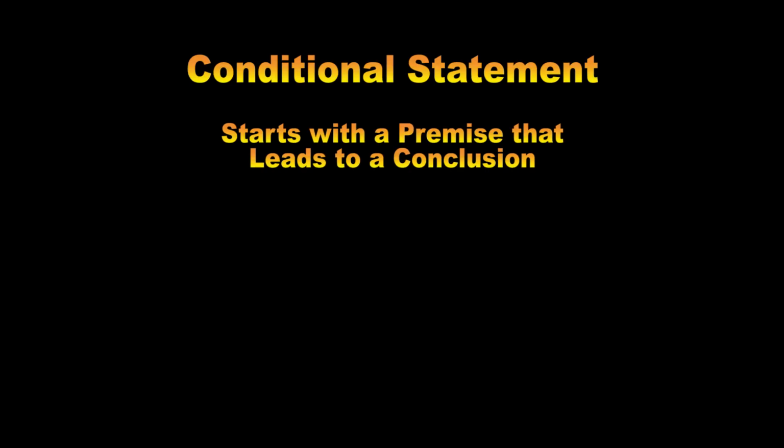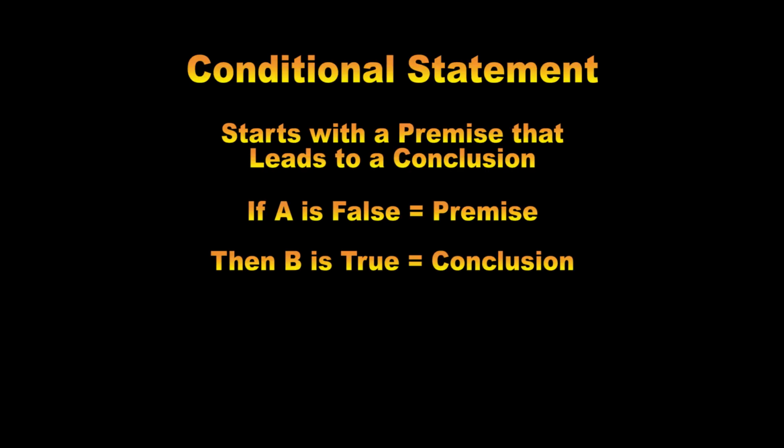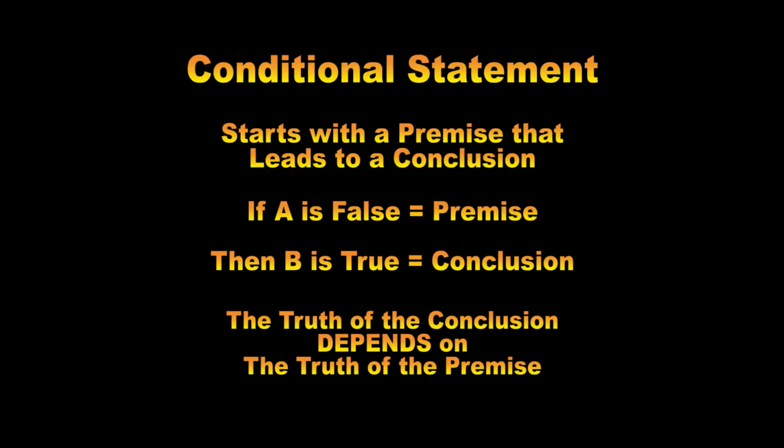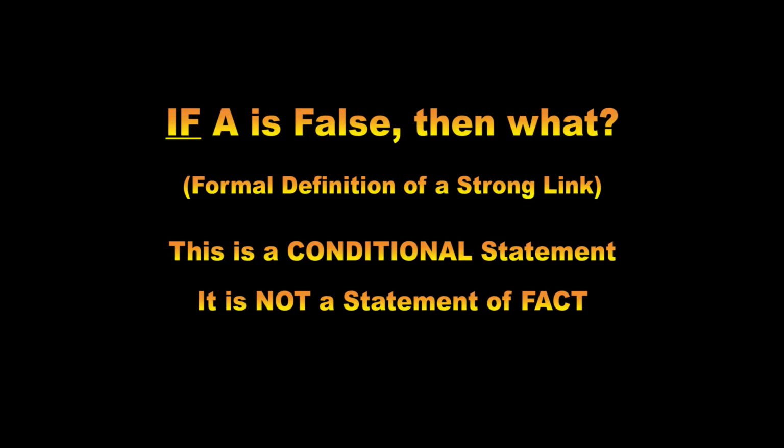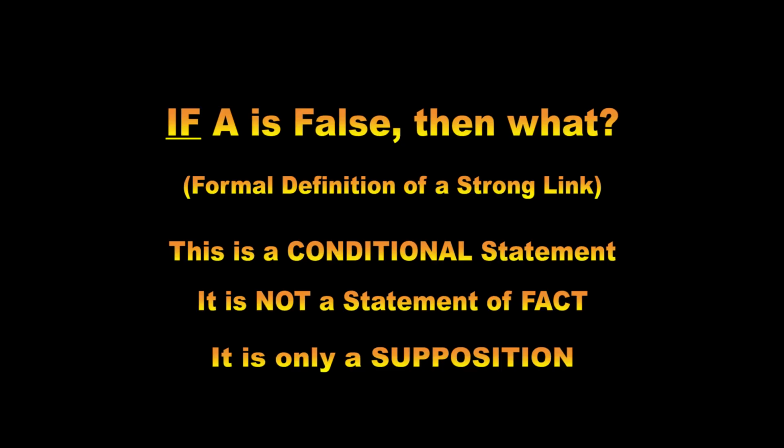A conditional statement starts with a premise that leads to a conclusion. If A is false is the premise, and then B is true is the conclusion. And the truth of the conclusion depends on the truth of the premise. If it is a valid argument or statement, and if the premise is true, then the conclusion will also be true. We don't know if A is false or true. There is no way to know that at first look. We are not saying that A is false. We are rather supposing that if A is false, then what? What would be the outcome of that? It is a supposition or a postulation, not a statement of fact. It may or may not be true.